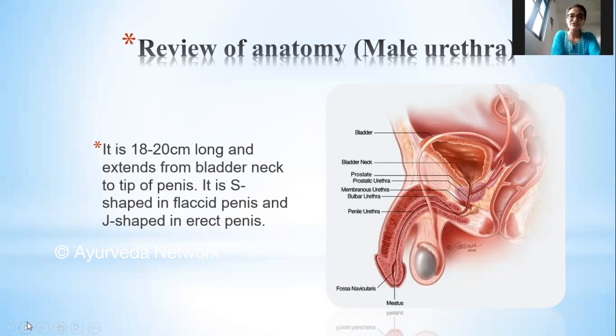Now, what is the major difference between male and female urethra? The male urethra is a lot longer than the female urethra. It is 18 to 20 centimeters long, and it extends from the tip of the penis up to the urinary bladder neck. As you can see in this picture as well, it is S-shaped. In a flaccid penis, you'll find an S-shaped urethra, and when the penis is erect, you will find it to be J-shaped. That is a major thing you need to know about the male urethra.